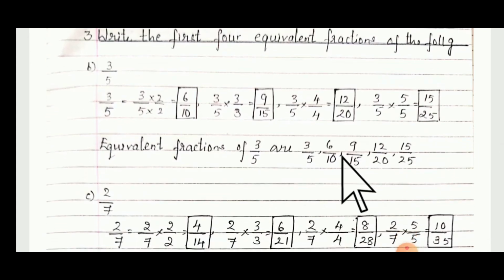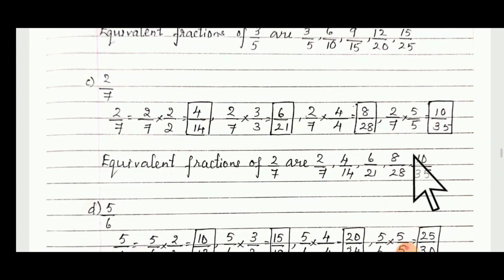So which are the equivalent fractions? One I have done extra. 3 by 5. First one is 6 by 10. Then the second one 9 by 15. The next one is 12 by 20 and the next one is 15 by 25.